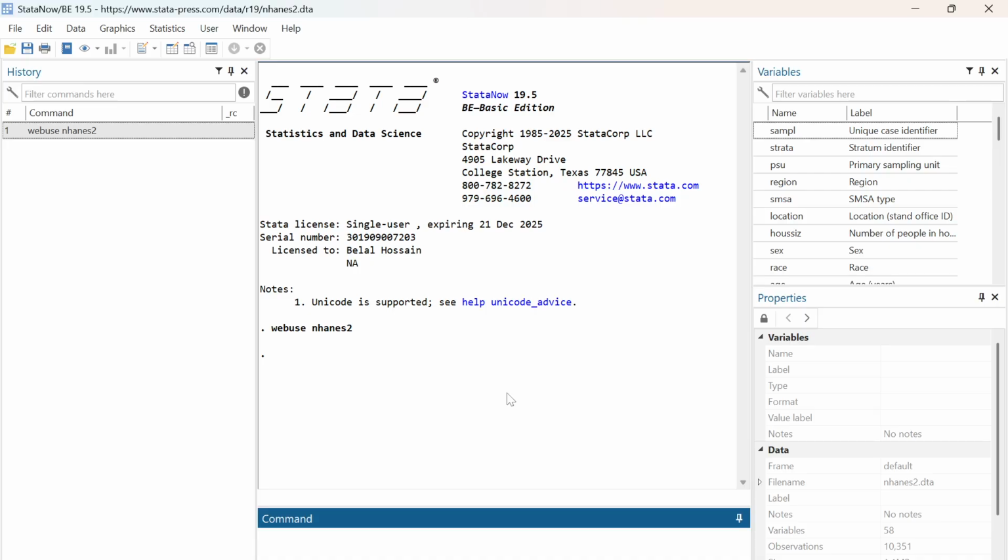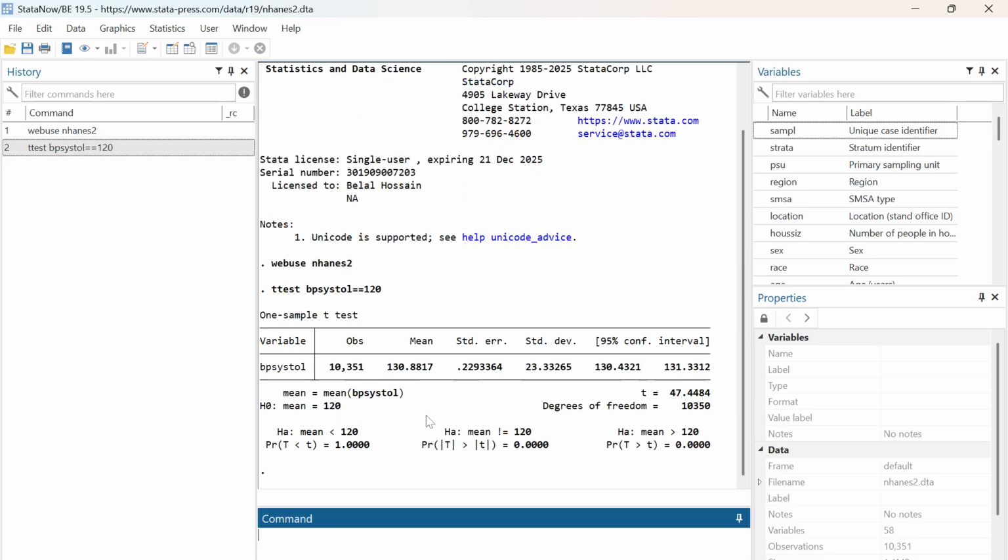Okay. So now let me write the command ttest and then BP systole and then equal 120 and hit enter. Okay. So the first question is, what is the average value of BP systole, or systolic blood pressure, of the sample in this data set? So we have 10,351 people or observations in our sample, right? And they have on average 130, or you can say 131 systolic blood pressure.